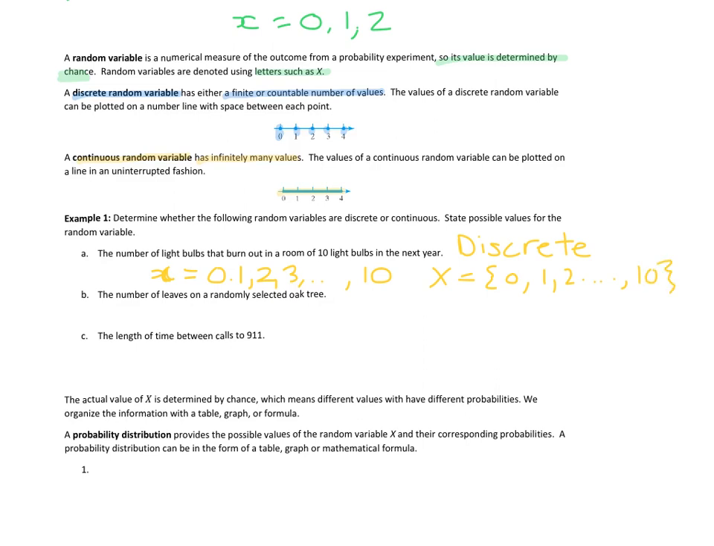All right, the number of leaves on a randomly selected oak tree. Again, we could count the number of leaves, so this is going to be discrete.